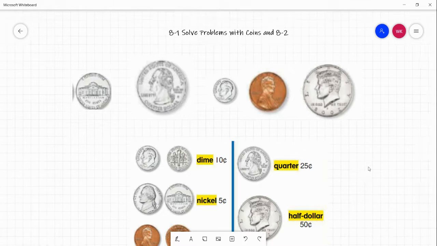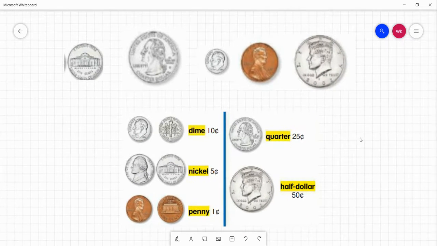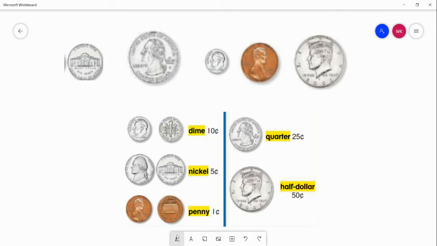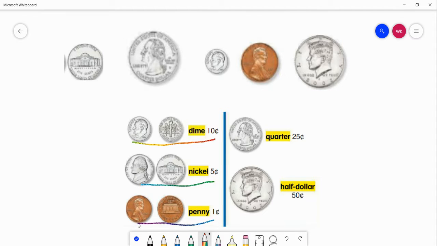So the first thing that I want to go over are the different coins. Our first coin is a dime. Dimes are usually a little smaller, and dimes are worth 10 cents. Our next coin is a nickel. Nickels are worth 5 cents. Our next coin is a penny. A penny is worth 1 cent. Our next coin is a quarter. A quarter is worth 25 cents.